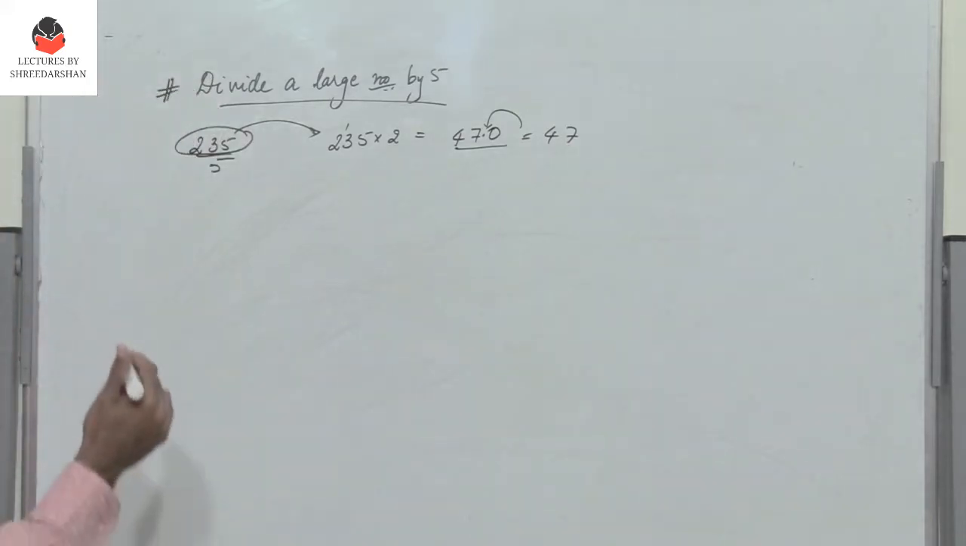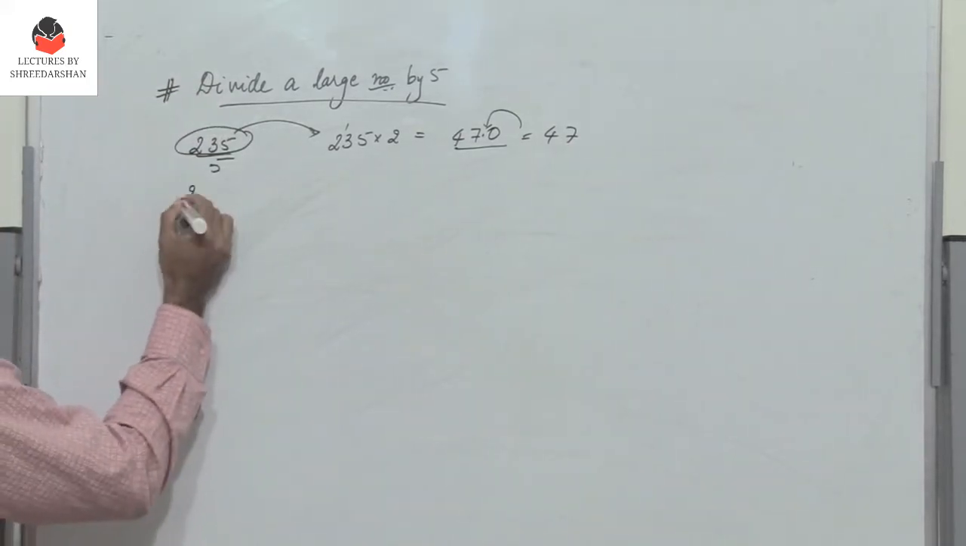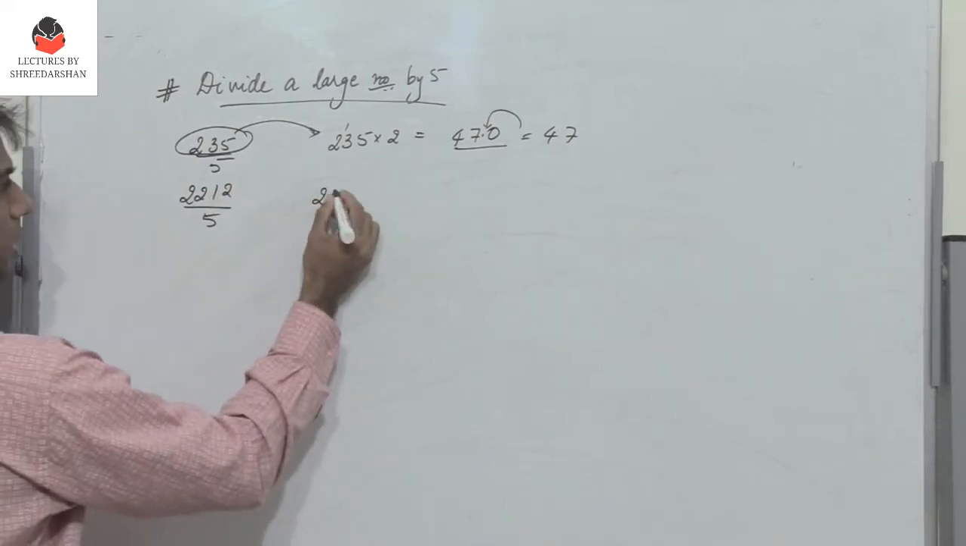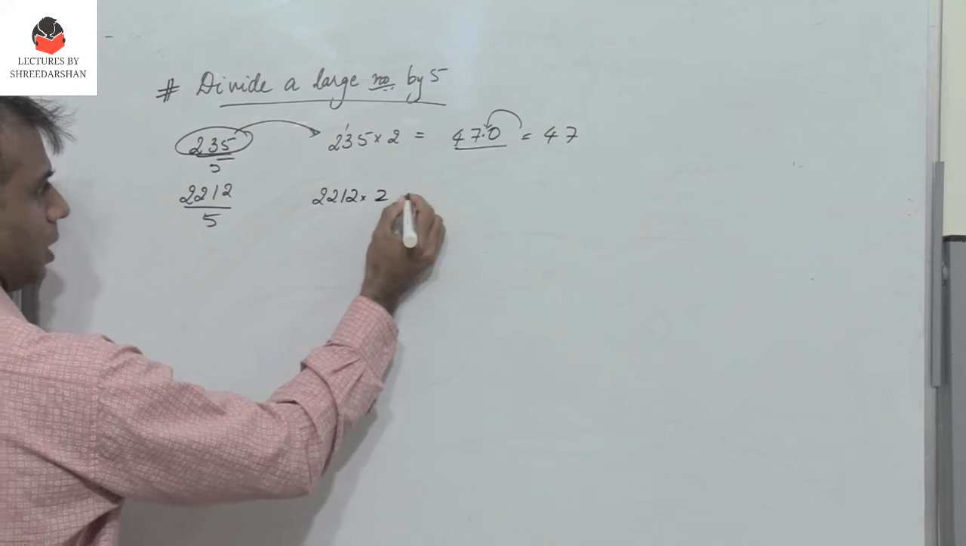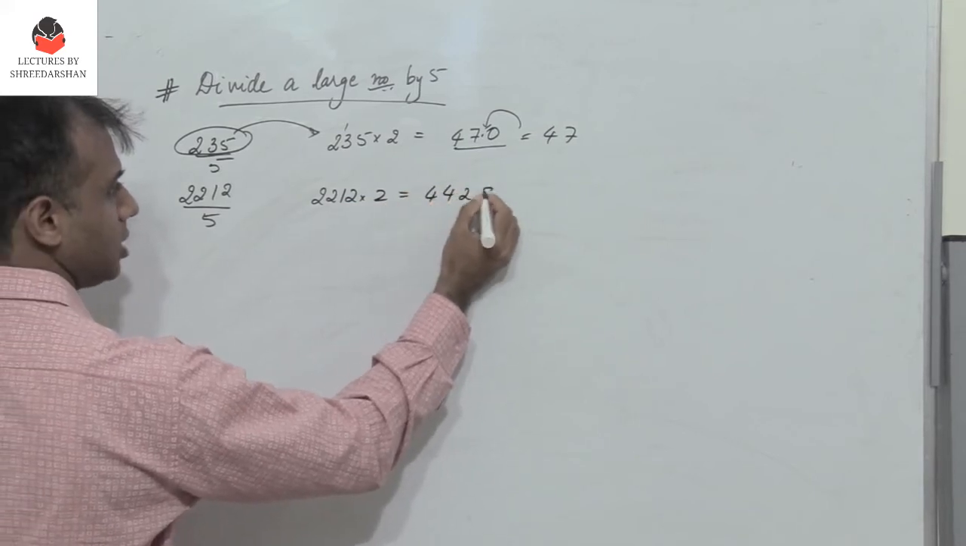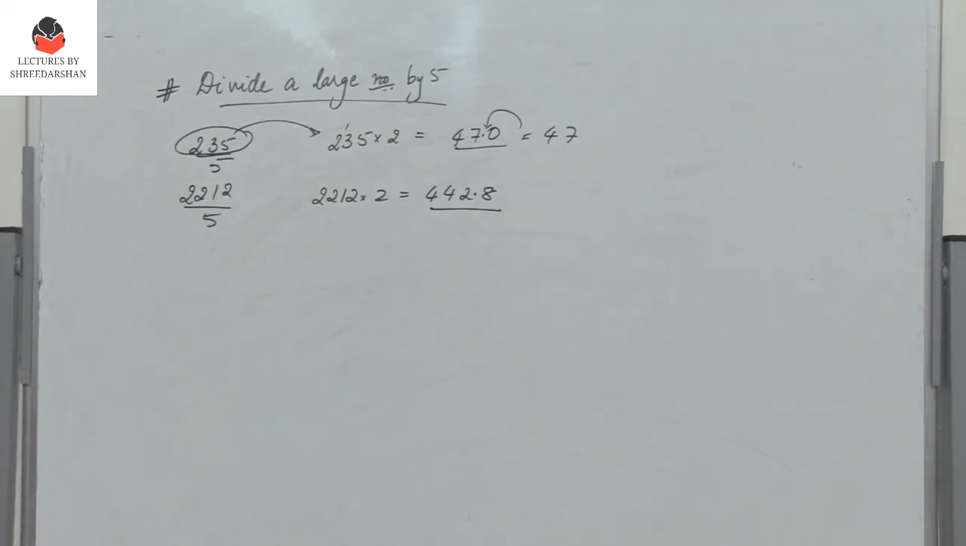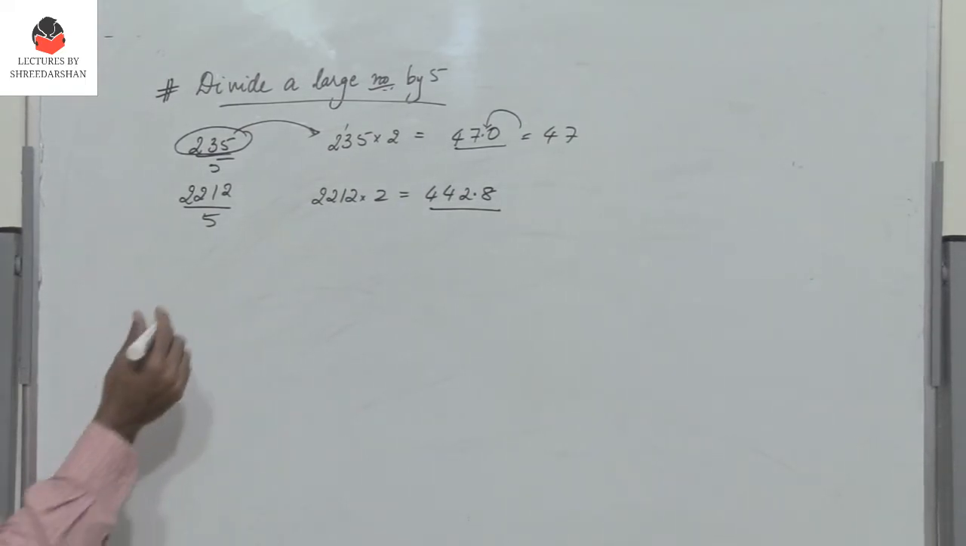Let's take another example. Say I need to divide 2212 by 5. So what is the procedure? Just multiply 2212 by 2. I get 4428. Shift the decimal point here. The answer is 442.8.